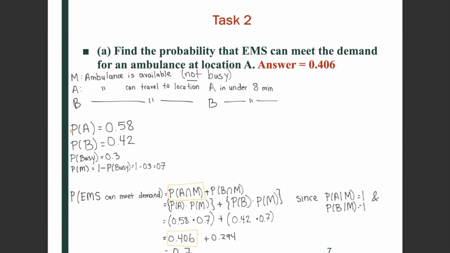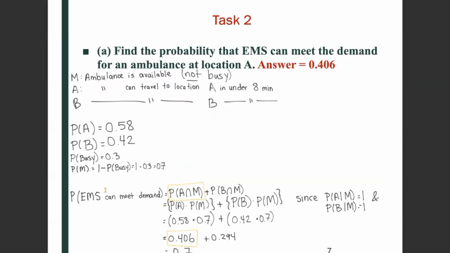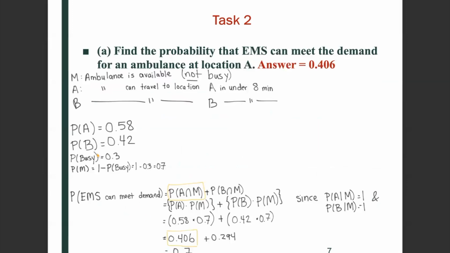Okay, and we were also given that the probability of A, which is that an ambulance can travel to location A in 8 minutes, is 0.58, which we were given here. And then for location B it is 0.42, which is written here. And then we were given that the probability that an ambulance is busy, down here in this last bullet point, is 0.3. So the probability of M, which I defined as that the ambulance is available or not busy, would be 1 minus the probability that it's busy. So that would be 1 minus 0.3, which is 0.7.